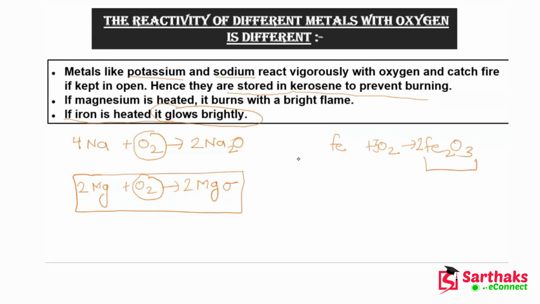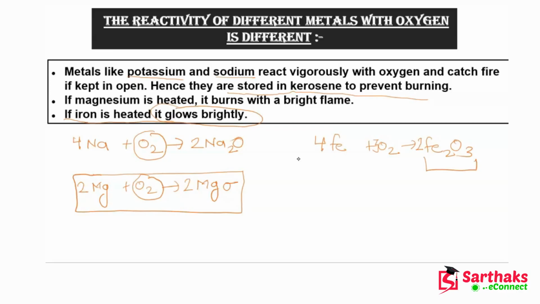So if I multiply here with 3, you can see the number of oxygen is equal. Here 6 atoms of oxygen are present, and here also 6 atoms of oxygen are present. But the number of Fe is not balanced, because here 4 atoms of Fe are present, but here only 1 atom is present. So what will I have to do?